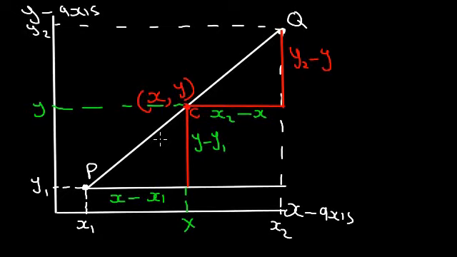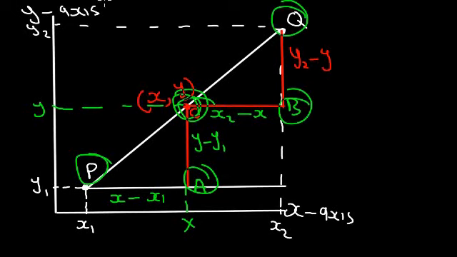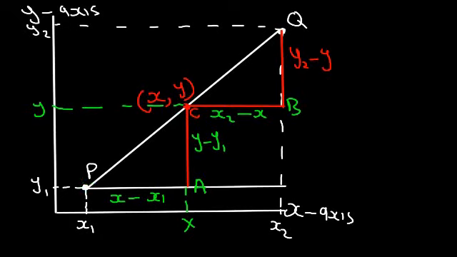What can we say about these two triangles? Triangle PCA, let me assume this is A and this is B. What is the relationship connecting triangle PCA and triangle CBQ? What can you say about that? Now, before we can draw any conclusion, let's try to make some amendments.